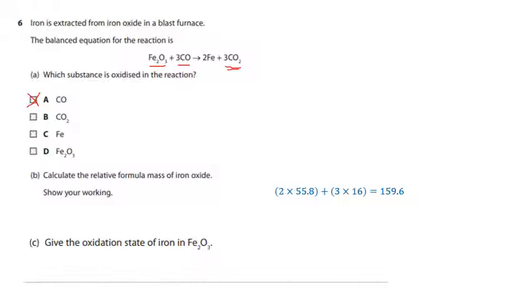Give the oxidation state of iron in Fe2O3. Now, iron can have several different oxidation states, can't it? It might be +2 or it might be +3. Now, how do I know that it's +3? Well, I know that an oxide ion, O, is 2-, and I know that there are 3 of them. So we're talking 6 electrons, aren't we? Because there are 3 O2- ions. So 6 electrons there. So there's 2 irons. So the ions must be Fe3+.